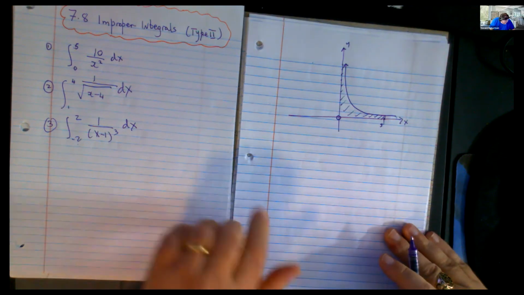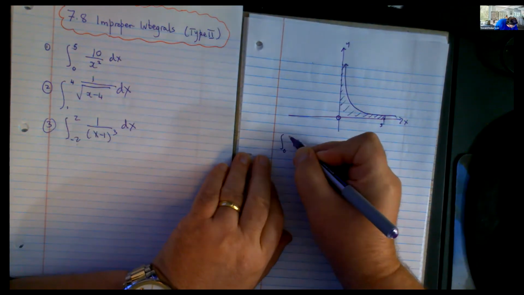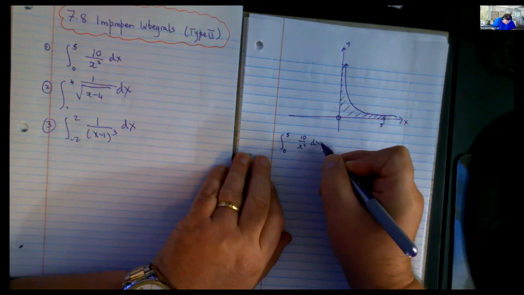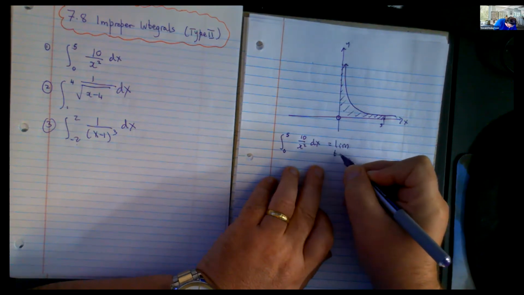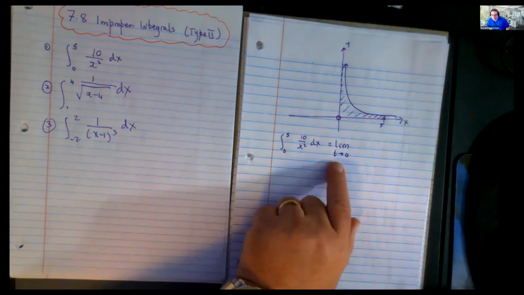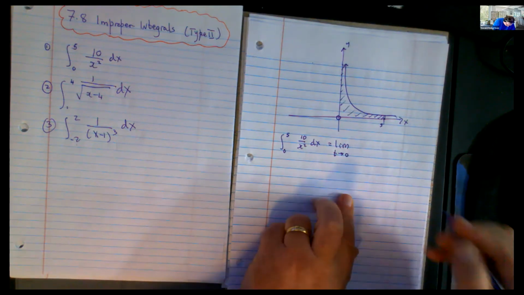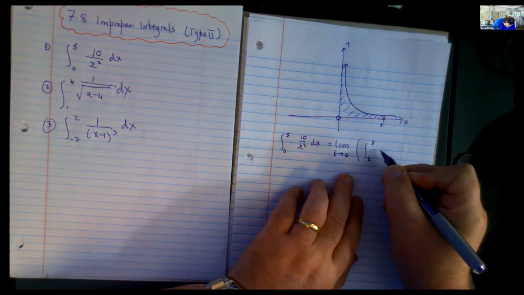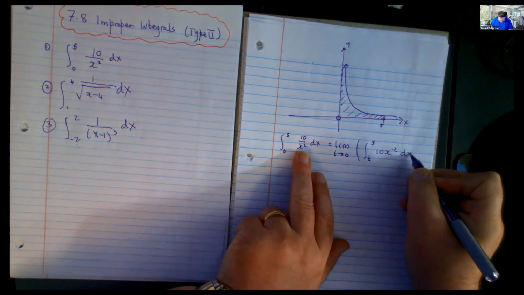What we have to do is essentially figure out how to tackle these questions. So here's our first one: the integral from 0 to 5 of 10 over x squared. I'm going to use a trick that we've already done. I'm going to use the limit, but this time it's going to be t tends to 0, and the integral is now going to be from t to 5. And 10 over x squared, I'm just going to call it 10x to the negative 2, so it's easier to integrate.